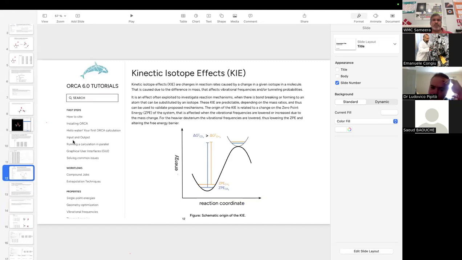So the next step is to discuss a little bit about the kinetic isotope effects, because this is a very important topic.